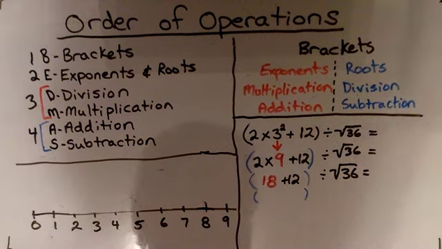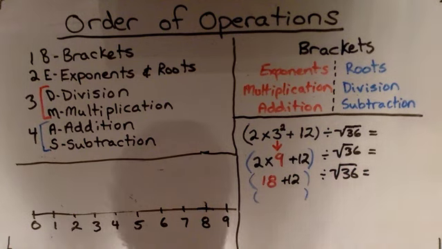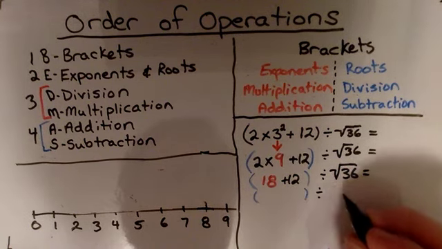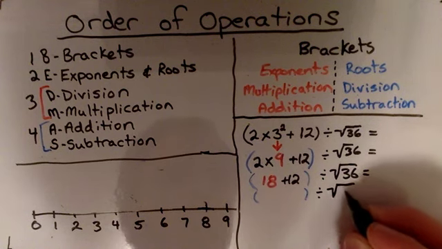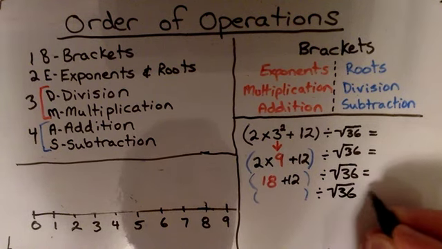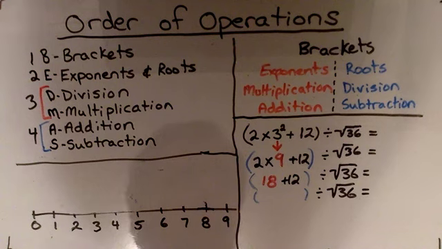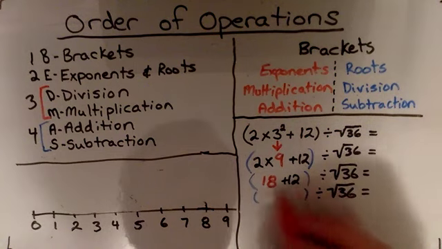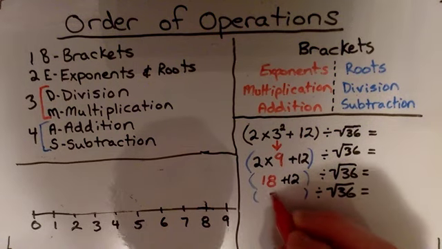So let's keep that bracket there. And we still are not worrying about what's going on outside the bracket. So this root of 36 is staying the exact same. And so now we have 18 plus 12. Well, 18 plus 12 is going to add up to 30.